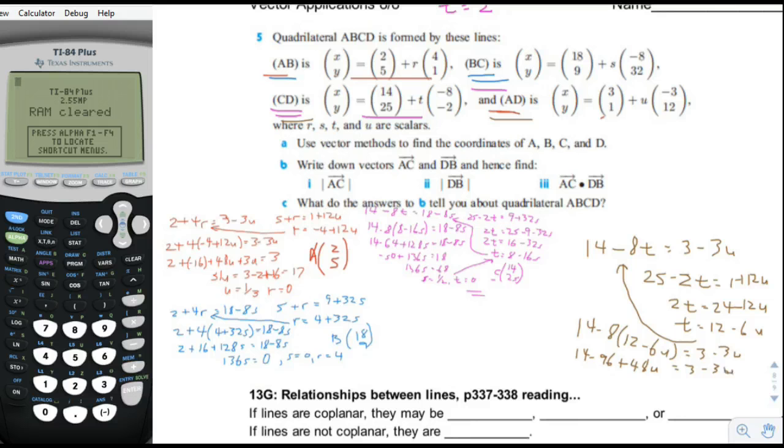Add 3u to both sides, and then we get 51u equals, let's see, 14 minus 96 would be negative 82. And let's see, add a 3u to there. Okay, and then so we have 51u equals 3 plus 82, which would be 85.